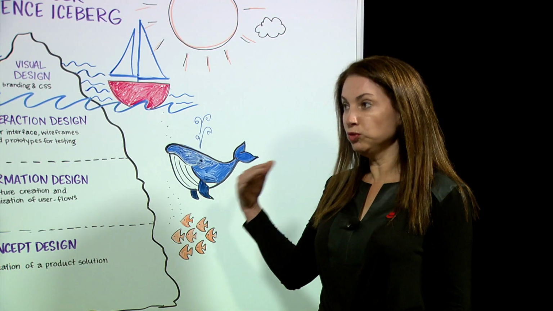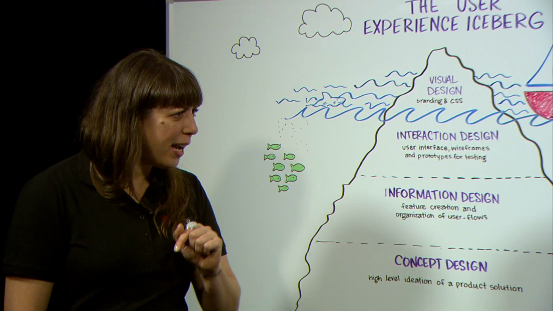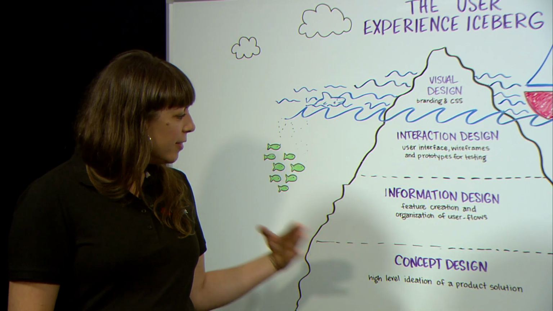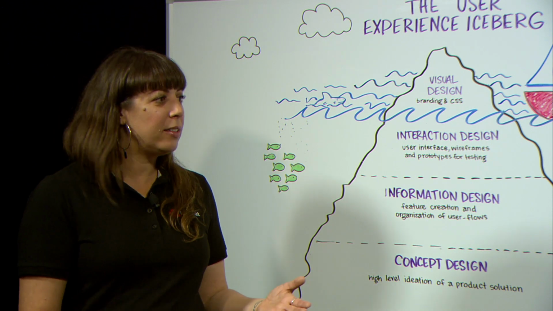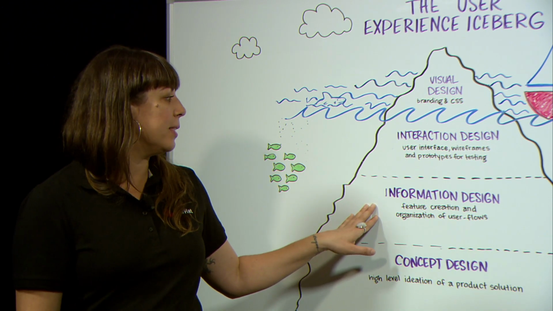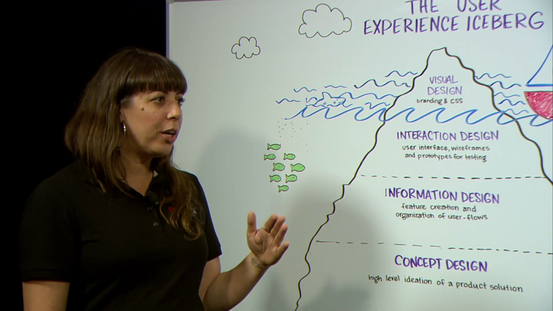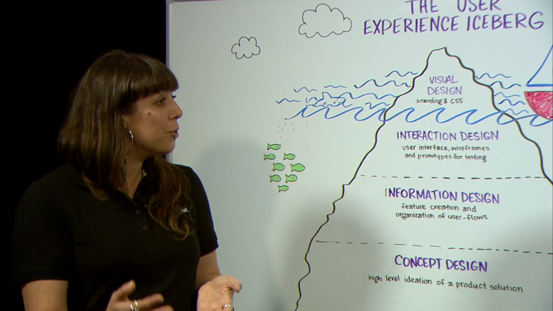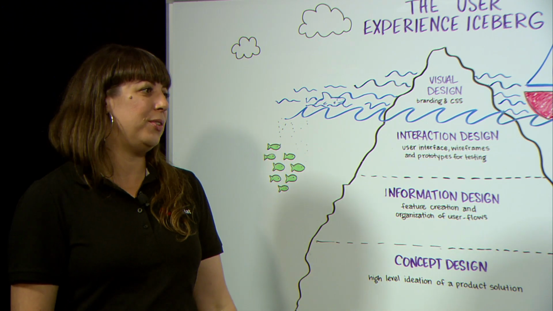Okay, and how do we evolve from concept to information design? I'm glad you asked, because as I mentioned, concept is high level, but how do you turn that into something that a user might interact with? And that's where information design comes in. So this is where we're creating features, and we're thinking about how to organize those features into a user flow that users would take through this concept solution that we've defined.